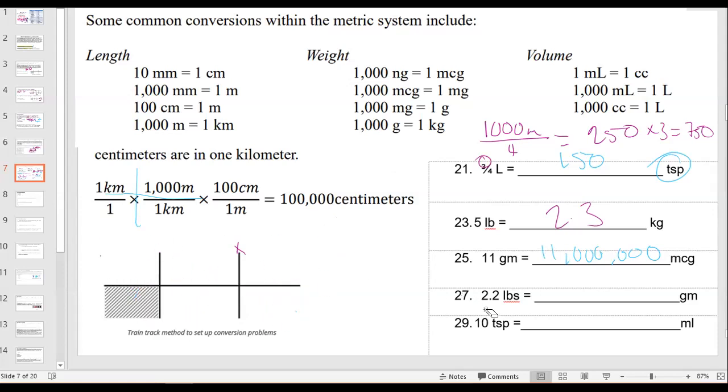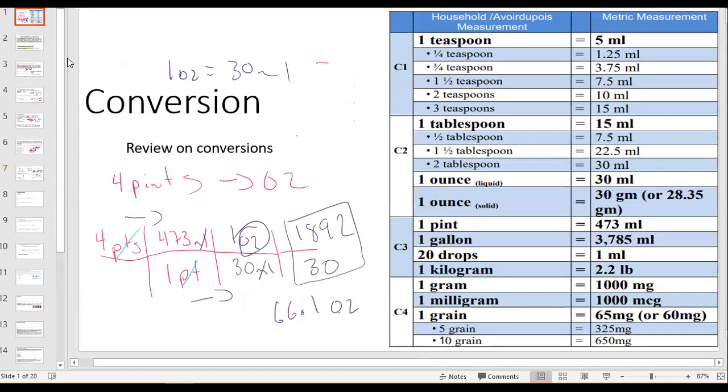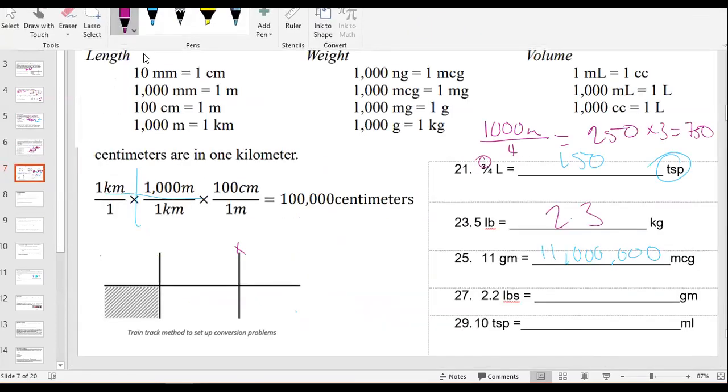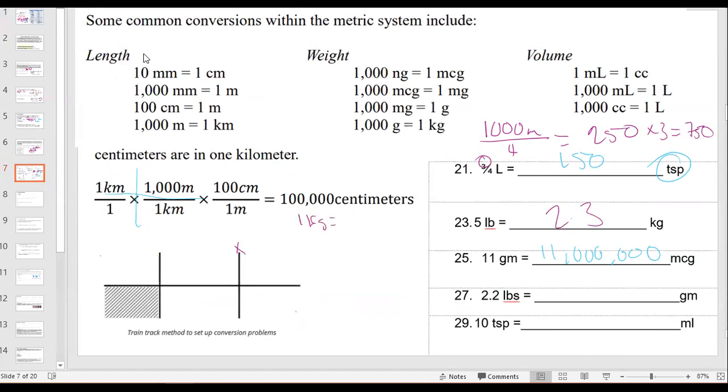The next one, we have 2.2 pounds equals how many grams? Where can I find how many grams is 1 pound? Or can we find that out? Yes. So there you go. So we know 1 kilogram equals 2.2 pounds. And 1 kilogram is how many grams? 1,000 grams. Therefore, I have 2.2 pounds.